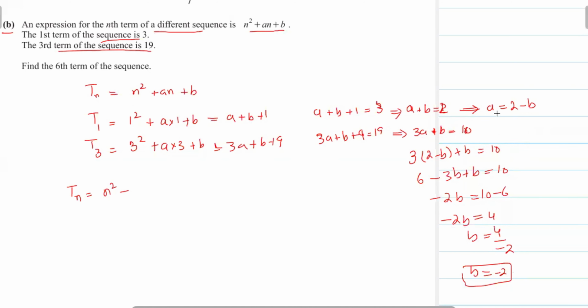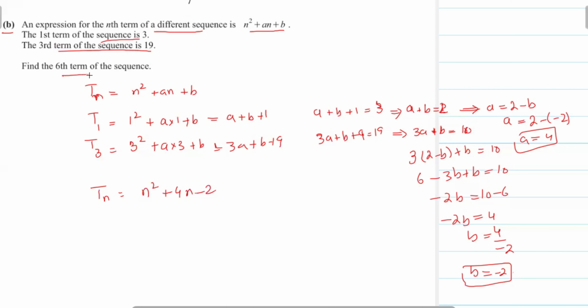If we put the value in this equation, we get a equal to 2 minus b, which is 2 minus minus 2. Therefore, 2 plus 2 is 4. a is equal to 4. Now the nth term will be equal to n squared plus the value of a, which is 4, and the value of b is minus 2. We write minus 2. This is the nth term of the sequence.